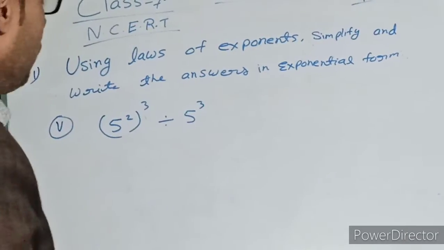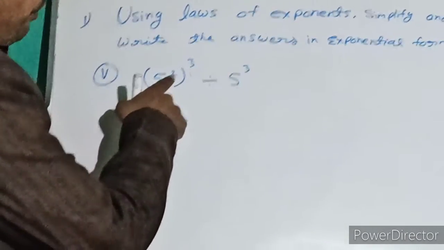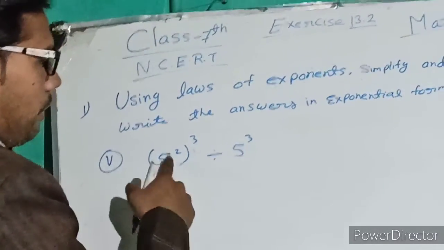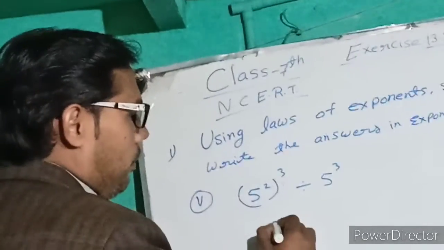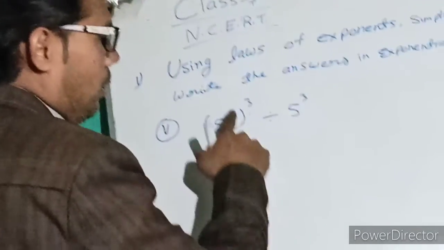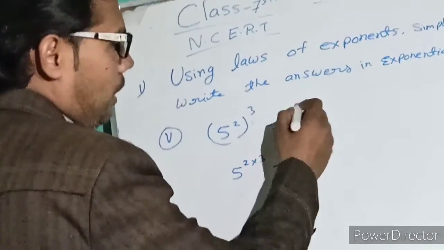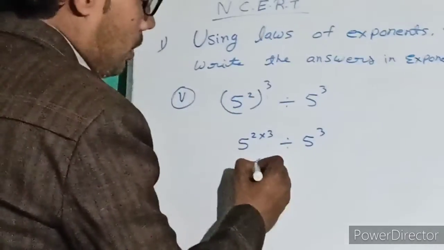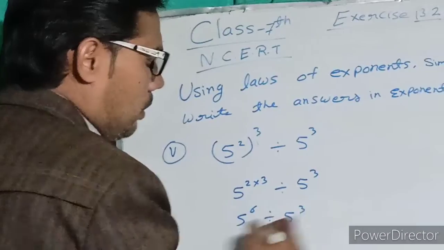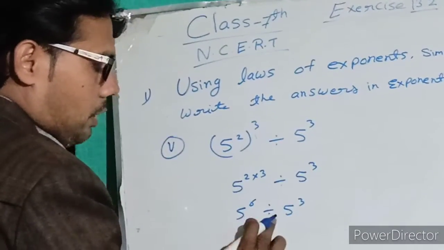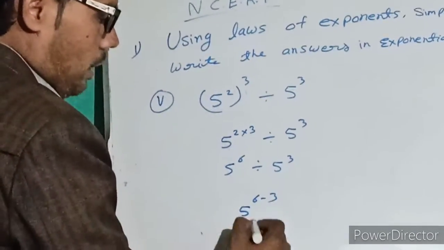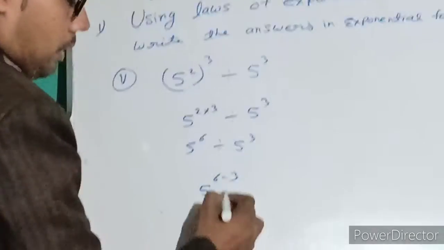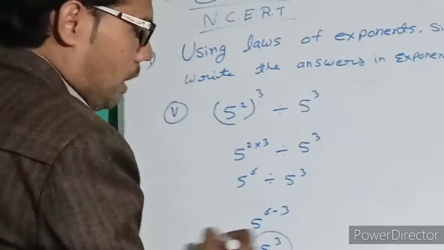Now look at question number 5. In this question we have a power over a power. So we will solve it like this. First we will solve the power: 5 raised to the power 2 into 3. We will multiply the powers and the base will remain same. Now 5 raised to the power 6, and now here the sign is divide. 5 raised to the power 6 minus 3, and now 6 minus 3 is 3. So this is the answer.